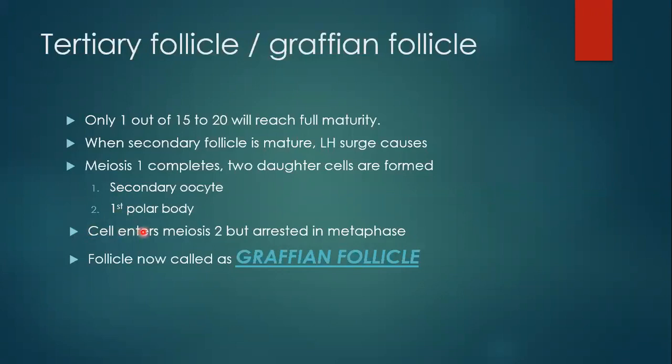The cell enters meiosis 2, right? Now this oocyte, which was initially known as the primary oocyte, is now known as the secondary oocyte, right? But this cell enters meiosis 2 and is arrested in the stage of metaphase 2, right? The follicle is now known as the Graafian follicle, right?